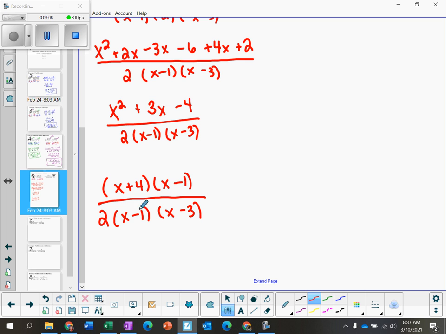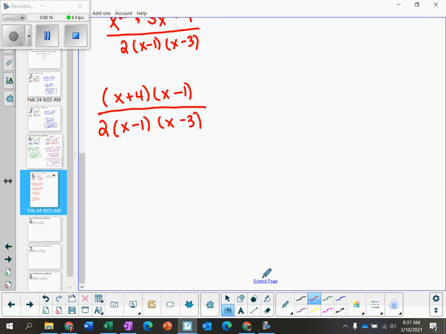So what's going to happen here is our x minus 1s are going to cancel, right? Just like we did in the lesson in 7.3, if there's something on the top and something in the bottom that exactly matches, they cancel out. So my final answer would be x plus 4 over 2 times x minus 3.